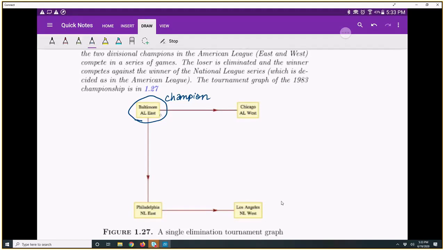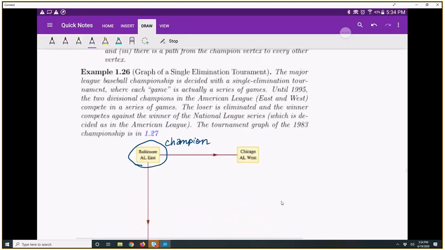Clearly I can see that Baltimore beat the team from Chicago. Baltimore also beat the team from Philadelphia. And it doesn't look like Baltimore directly had to play Los Angeles, but Los Angeles was beaten by Philadelphia. So there is a path through Philadelphia from Baltimore to Los Angeles.